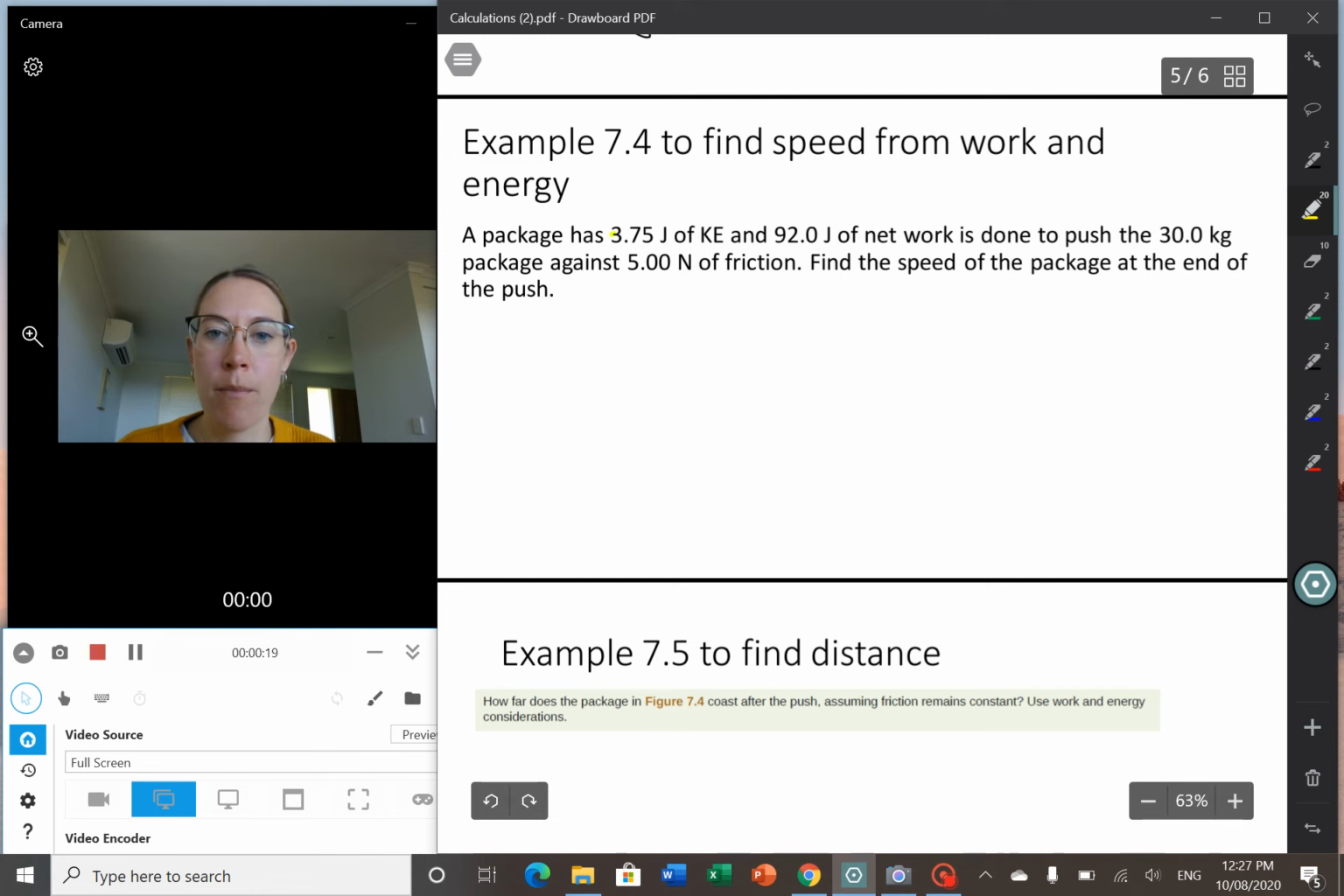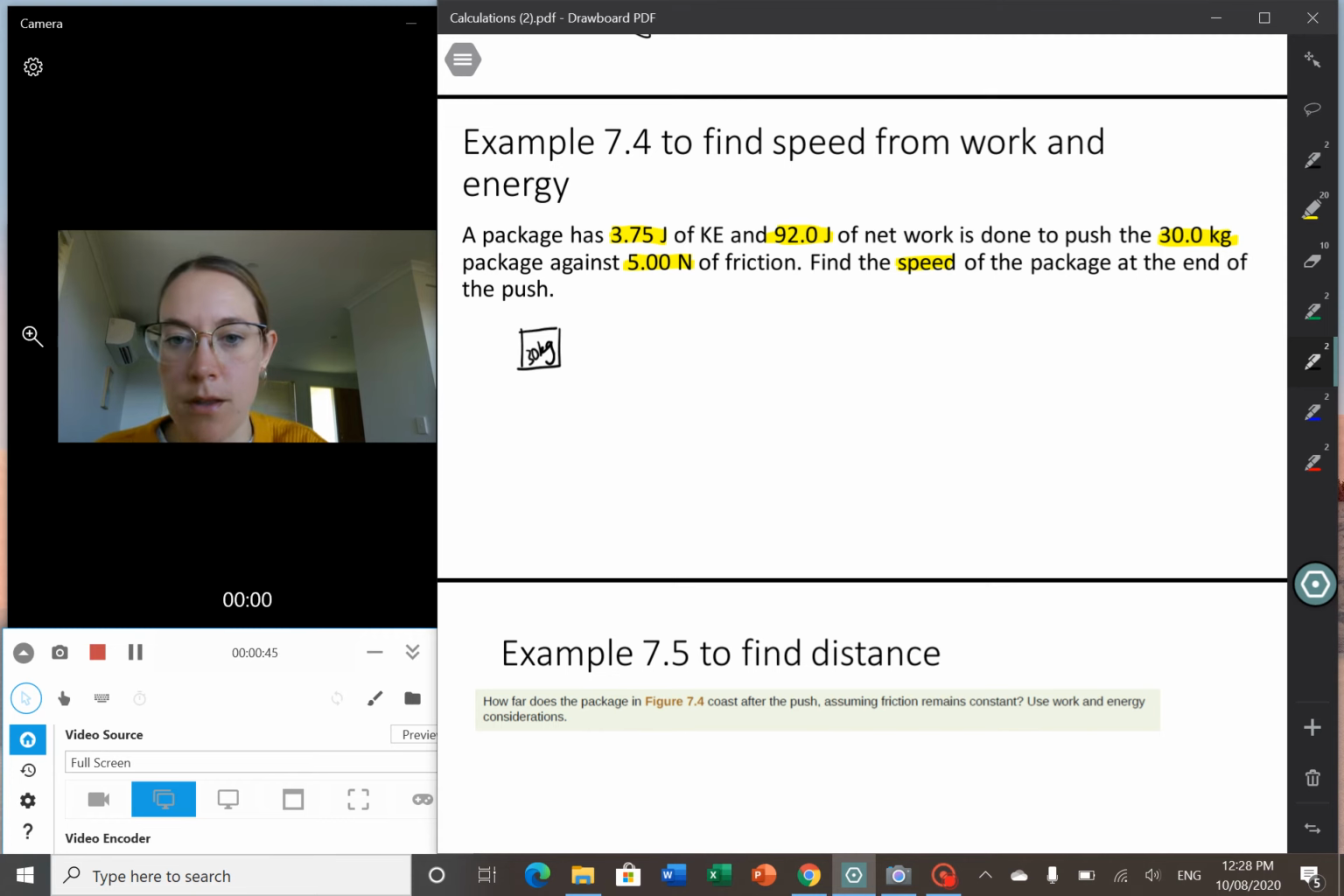In this scenario, a package has 3.75 joules of kinetic energy and 92 joules of net work is done to push the 30 kilogram package against 5 newtons of friction. We're asked to find the speed of the package at the end of the push. So we'll draw a diagram. We have our 30 kilogram package. There is a push force and there is a frictional force.